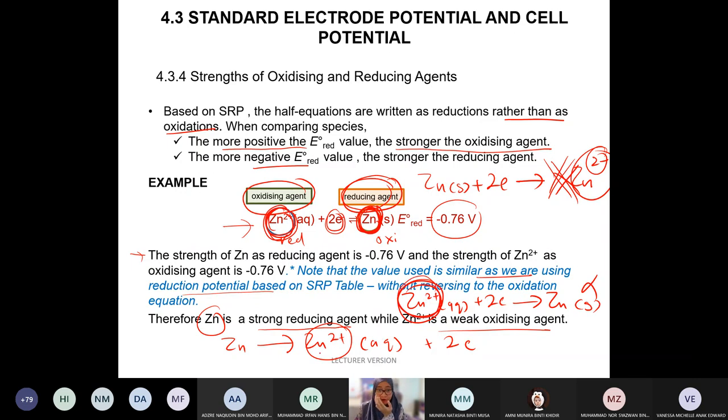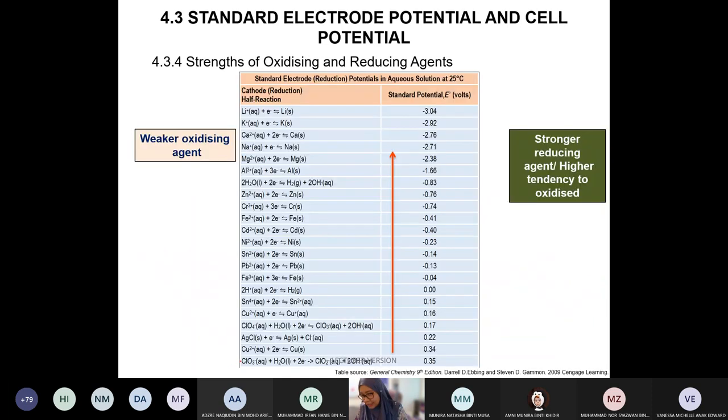Okay, but very strong. But zinc, bila you cakap tu, jangan terconfuse. Zinc 2 plus ke zinc? You kena specify macam tu. But zinc is a stronger reducing agent. Okay, faham tak? So kita boleh based on this one lah.